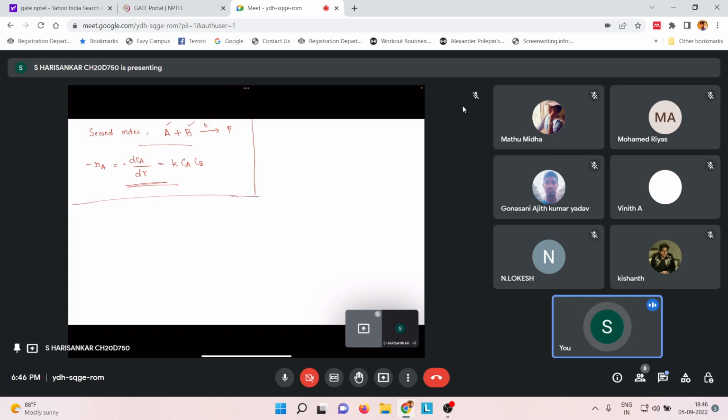Let's move on pretty quickly to ideal reactors.